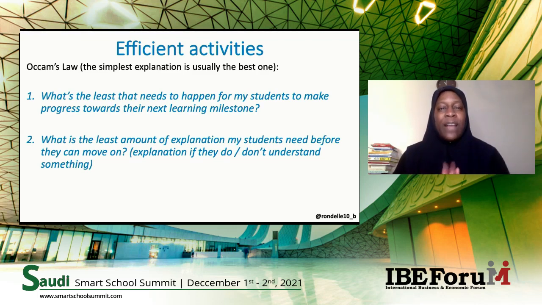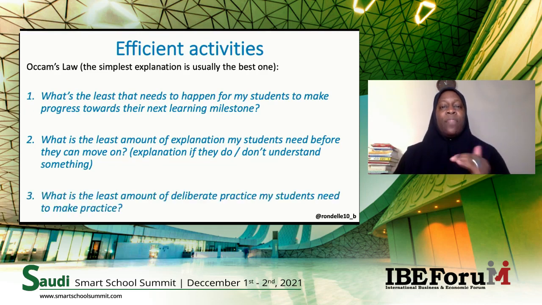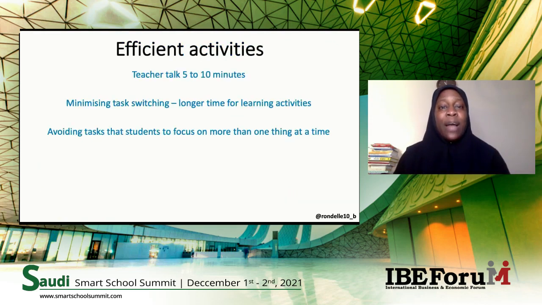In some of the most effective lessons, the teacher explanation is brief but specific and clear, so that the students know exactly what they're learning and what they need to do to progress. And then the last question is, what is the least amount of deliberate practice my students need in order to keep revisiting the skill that you've isolated and you want them to address?